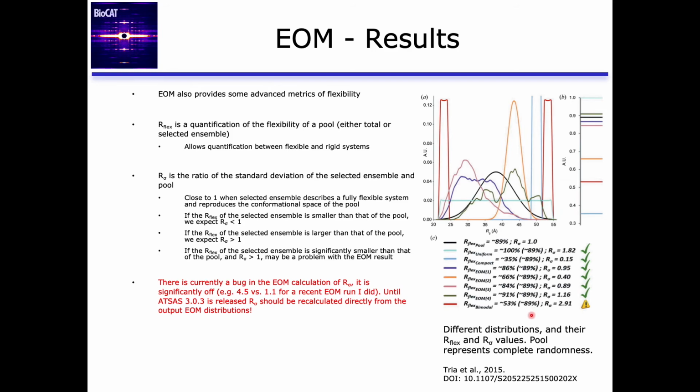These statistics can help you figure that out. I do want to note that in ATSAS 3.0.2 and previous, there was a bug in the EOM R sigma calculation. It was significantly off. They fixed this in ATSAS 3.0.3, which was released just a few days ago relative to when I'm recording this talk. So if you're using an older version of ATSAS, you should recalculate R sigma directly from the output EOM distributions, or better yet, just upgrade to this newest version of ATSAS where it should be fixed.